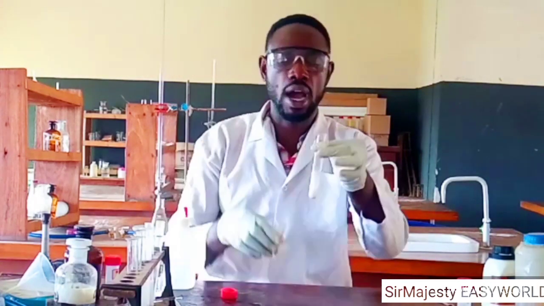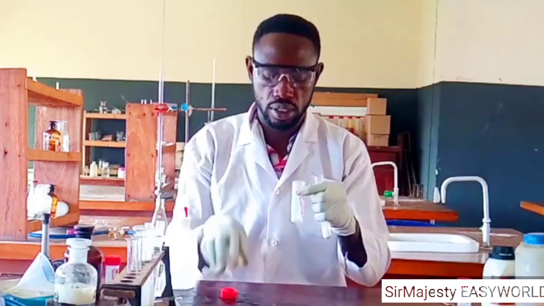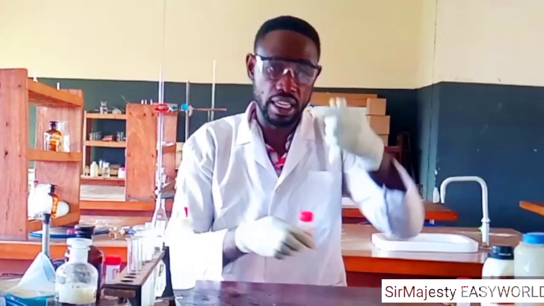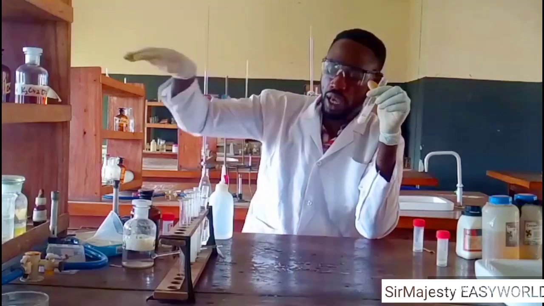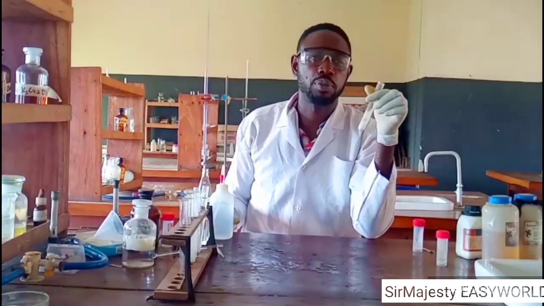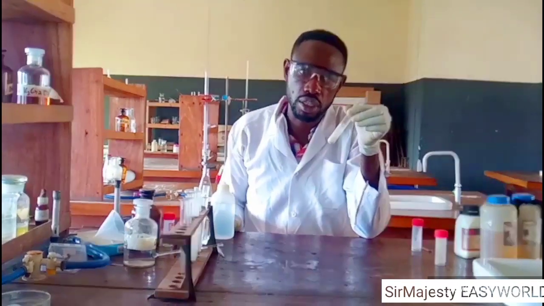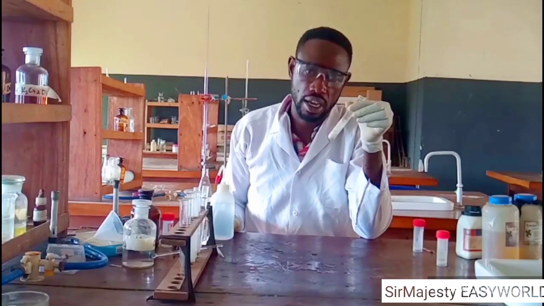So if I add, there will be a white powdery precipitate, which when I heat or warm this, either way, will disappear on warming and reappear on cooling. So what does it mean? You have to confirm chloride ion.